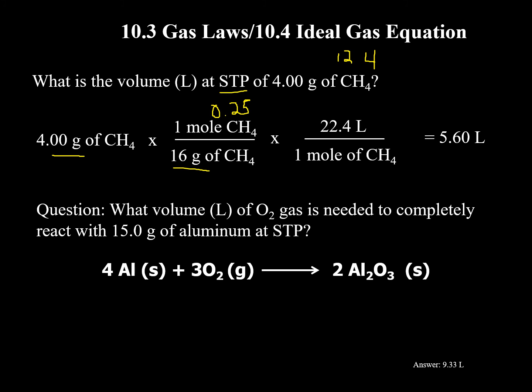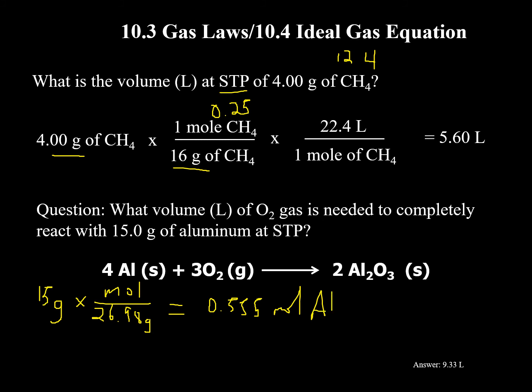So again, you're given the grams of aluminum, 15 grams. You need to first convert this to moles. So remember from our map, you need to divide by the molar mass. Where did I get 26.98 from? I got it from the periodic table. And this comes out to 0.555 moles of aluminum.